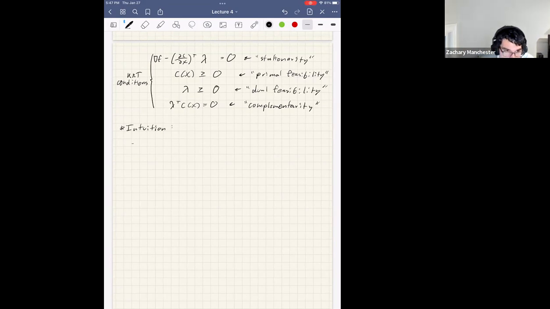So I'll write down some more of this and we'll get more into it. But yeah, feel free. So if the constraint is active, so C of x equals 0, then I can have lambda positive. And the way to think about this is when the constraint's active, this is exactly the same as the equality case that we did before.